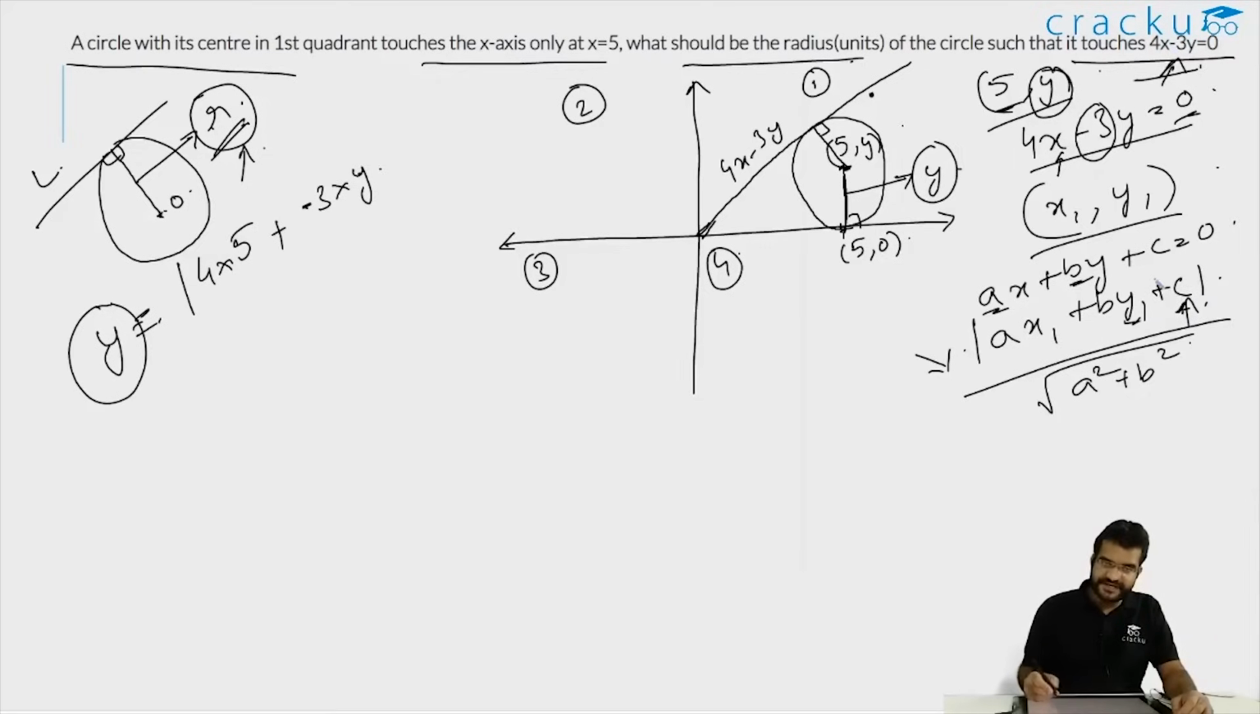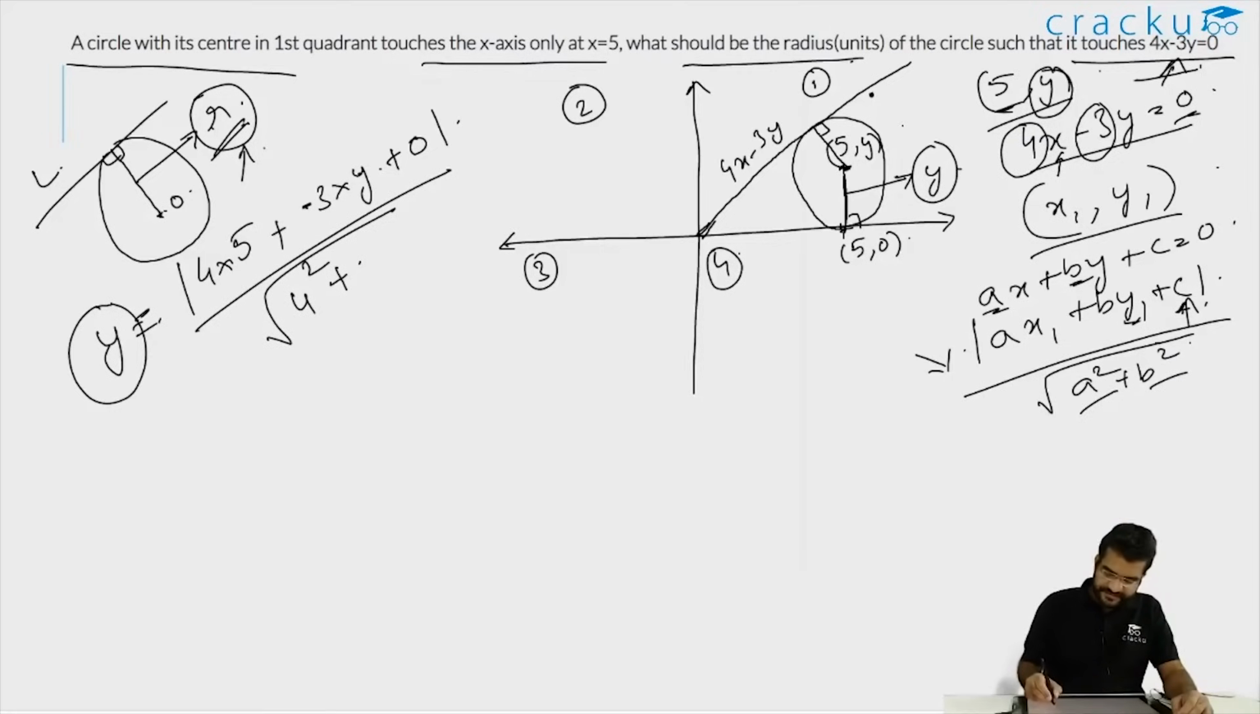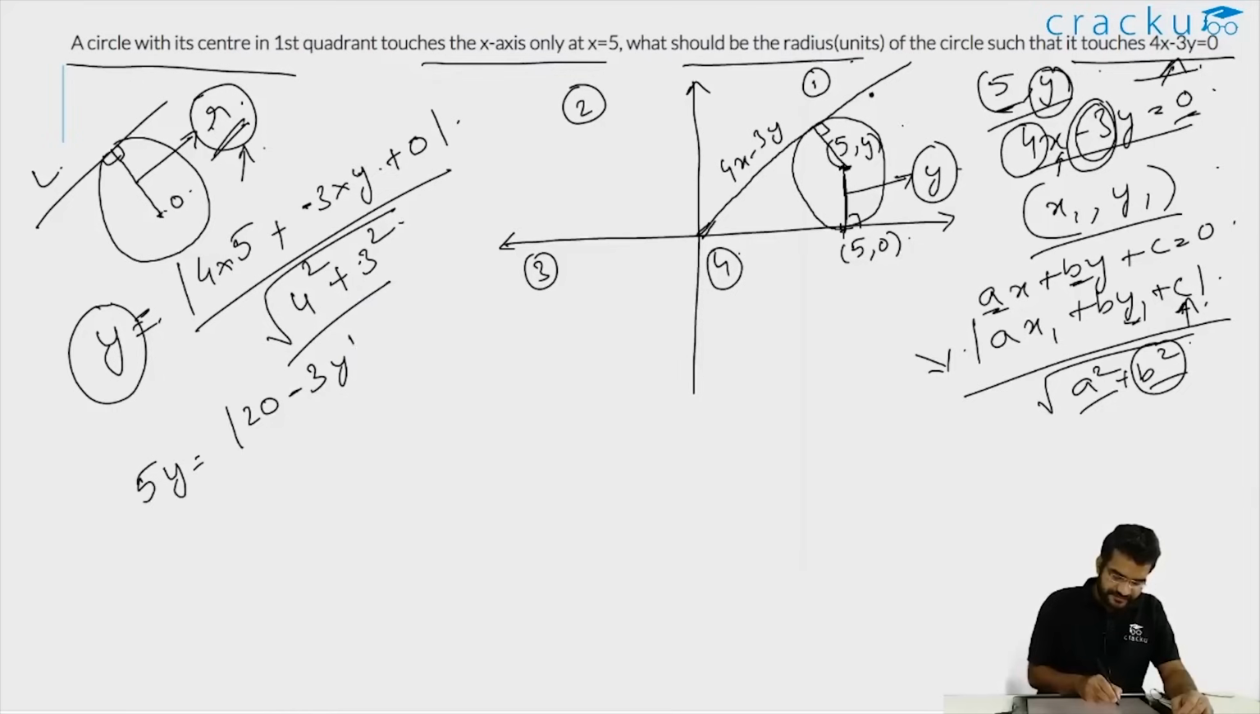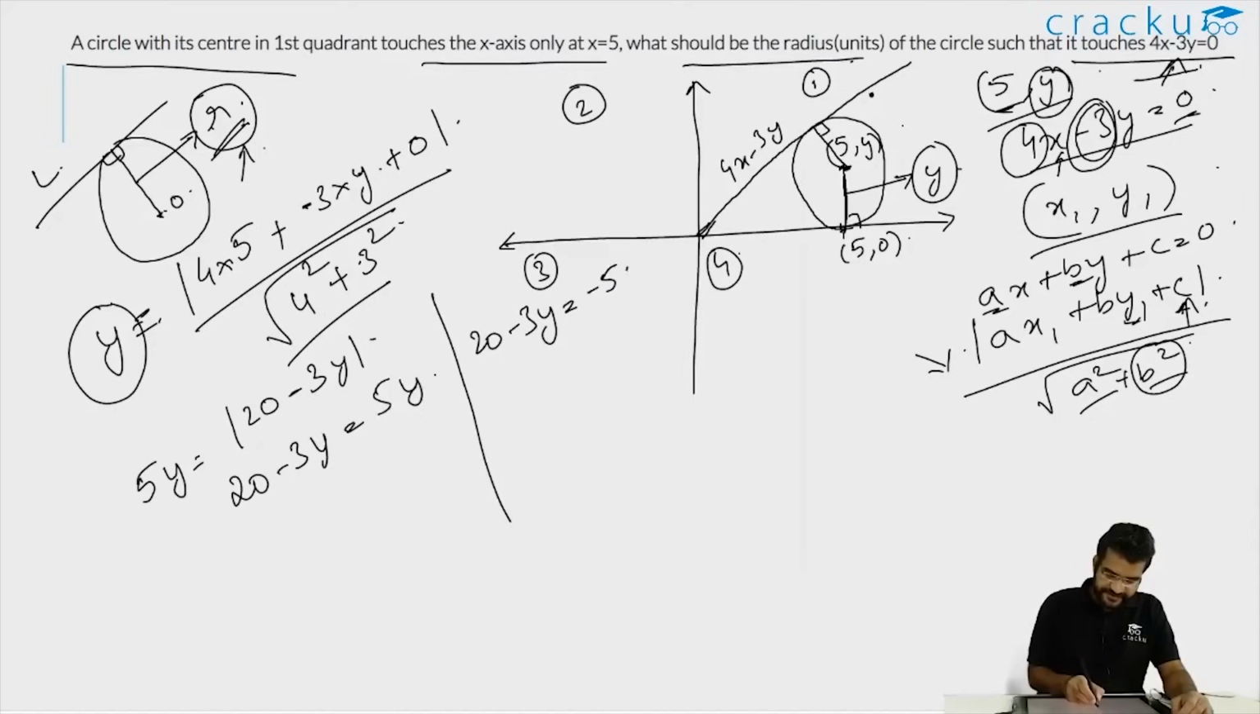So, the constant term c is 0, plus 0, divided by the square root of a square plus b square. In this case a is equal to 4, so the square root of 4 square plus b square. b is minus 3, so b square is 3 square. The square root of 4 square plus 3 square is 5. So, we can simplify the given equation as 5y equal to the modulus of 20 minus 3y. Now, there are two cases. To remove the modulus, we will equate it to plus or minus of the left hand side. So, case 1 is 20 minus 3y equal to 5y, and the other case is 20 minus 3y equal to minus 5y.